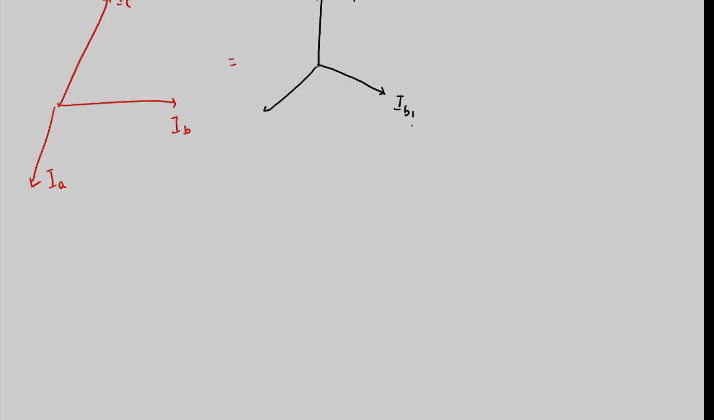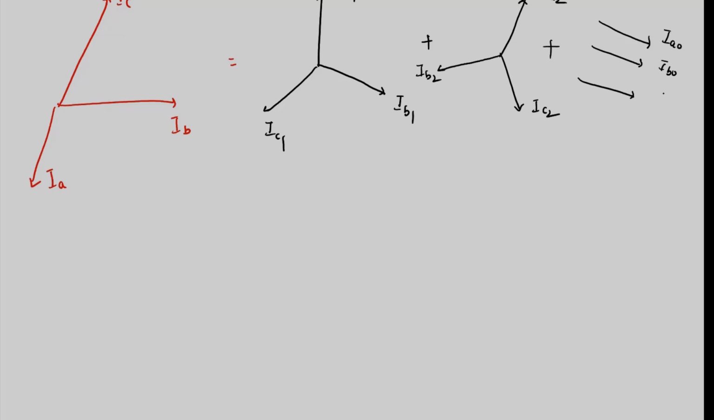So let us call this as IA1, IB1, IC1, positive sequence currents, plus IA2, IB2, IC2, plus IA0, IB0, IC0. Just randomly I have written three unbalanced currents as a sum of three sets of balanced currents.